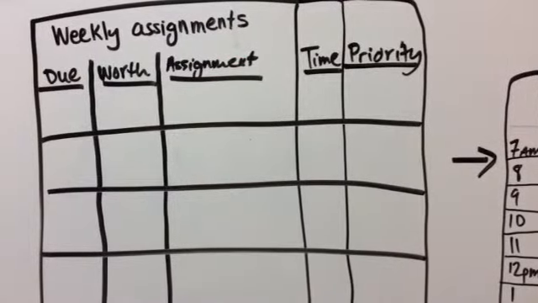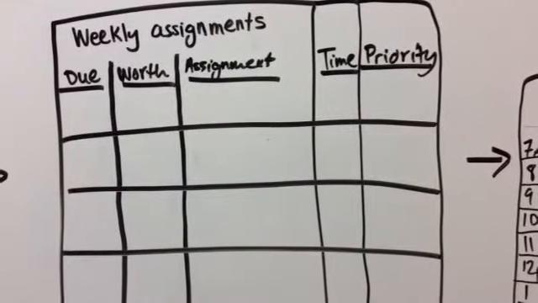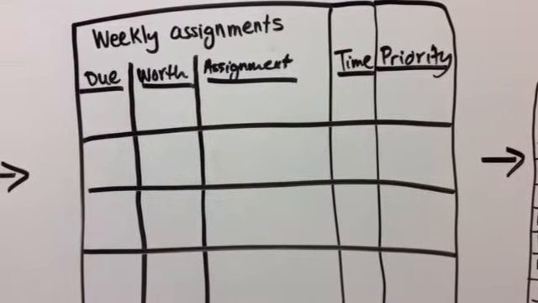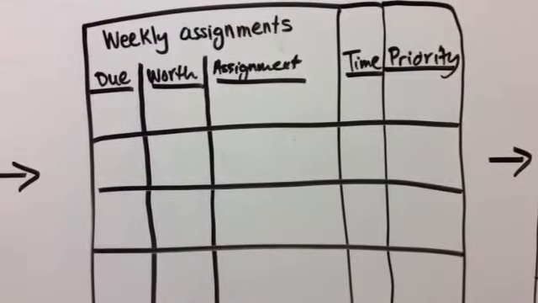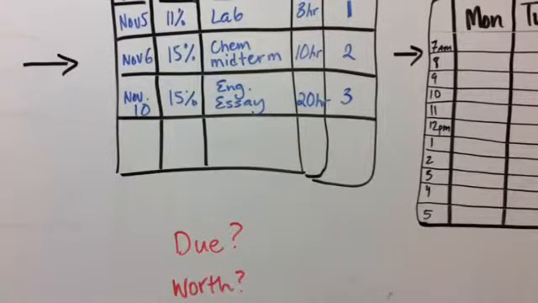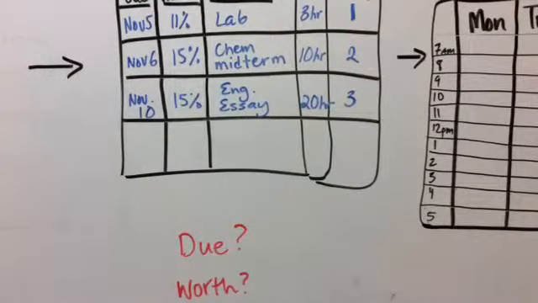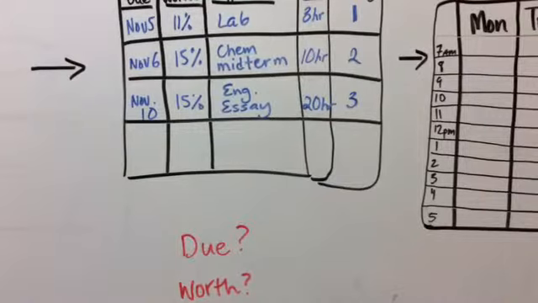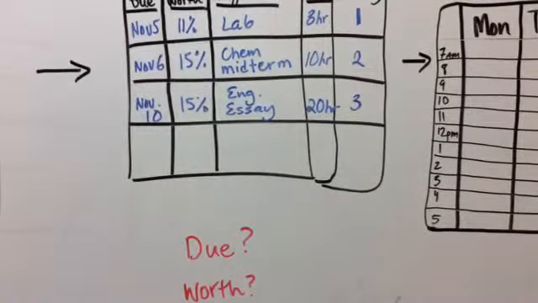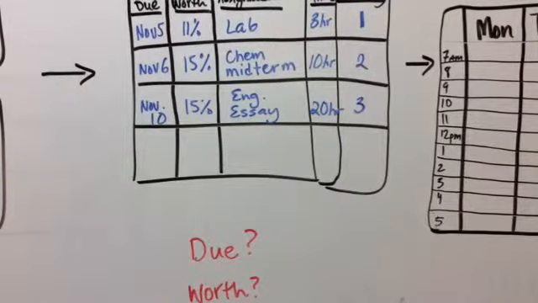Then what you want to do is have a look at the weekly assignments that are coming up that week. So notice November 5th, I have a lab worth 11%. November 6th, maybe I have a chem midterm worth 15%. So I get all that information and I fill in this template, just as I've done here. And notice what I have added as well is how important it is that I get that task done this week. And so depending on when it's due, how much it's worth, the amount of work I have to do, how comfortable I am with the material, all those factors weigh in on what priority ranking I give it.